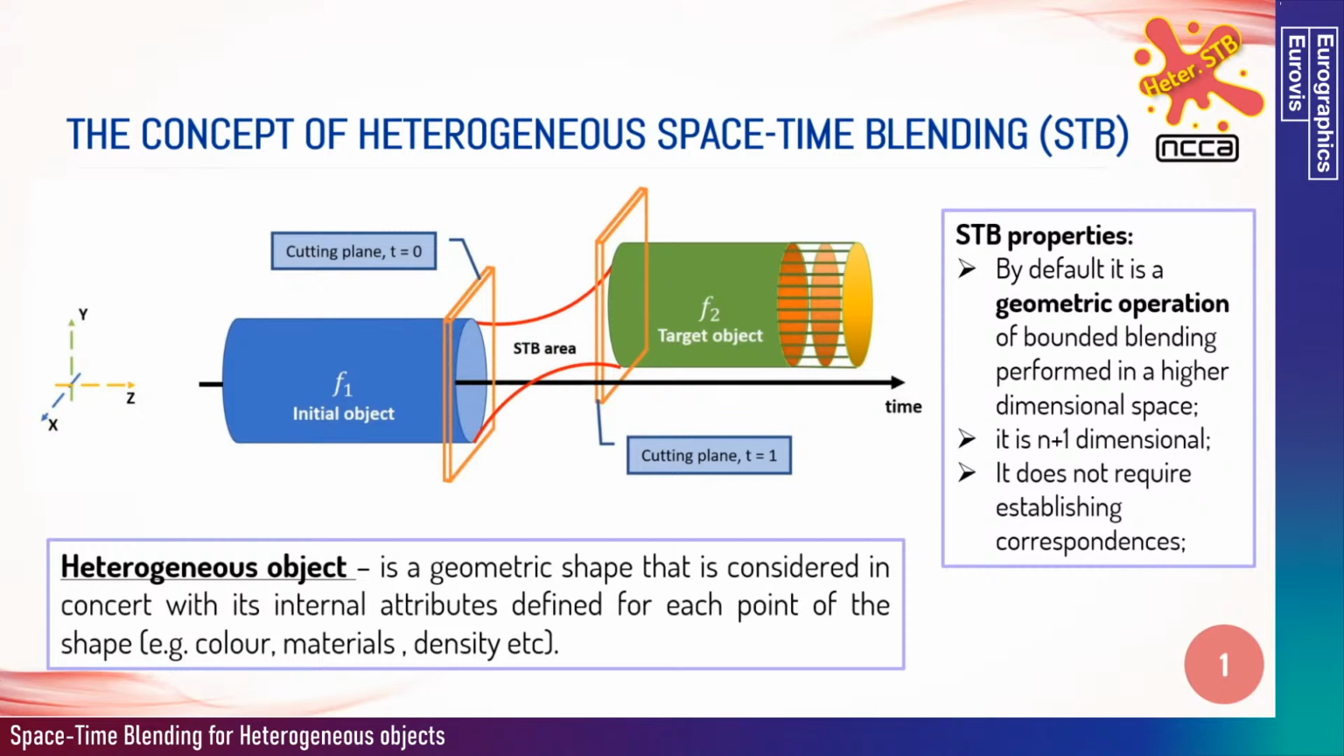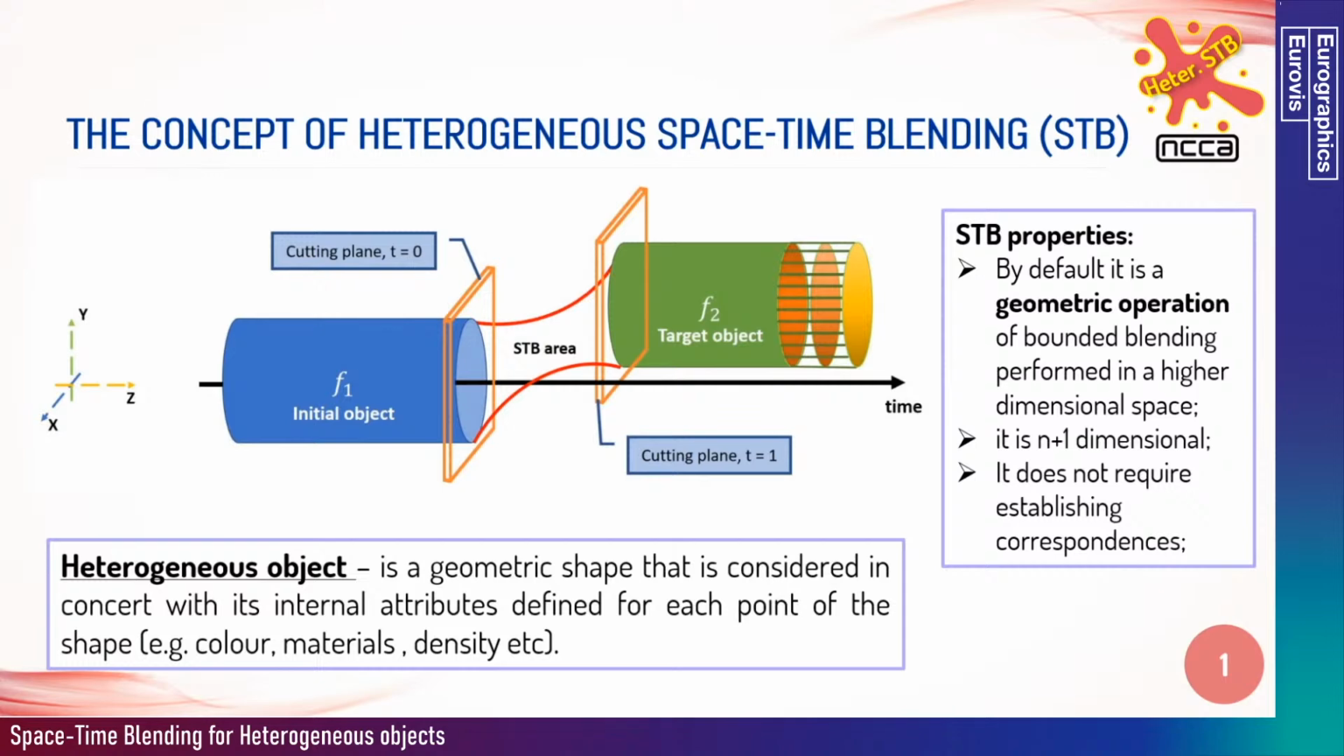First, let's give the definition of the STB and heterogeneous object. The STB is a geometric operation of bounded blending performed in a high-dimensional space, where the last coordinate will be time. In STB, both input and target objects are defined as functions, for example, distance-based. The most gradual geometry transformation happens in the time interval 0 to 1. In this picture, this area is marked as STB area.